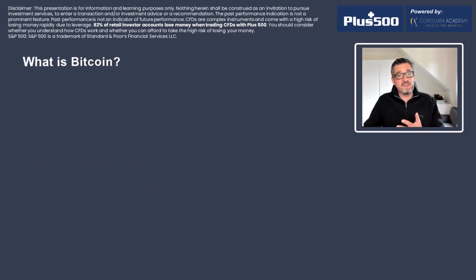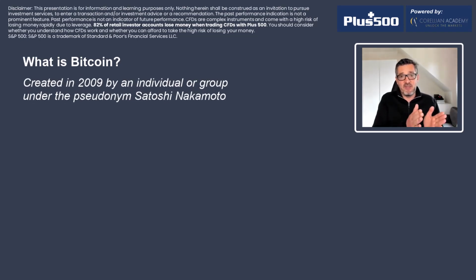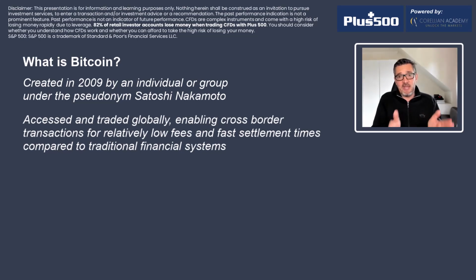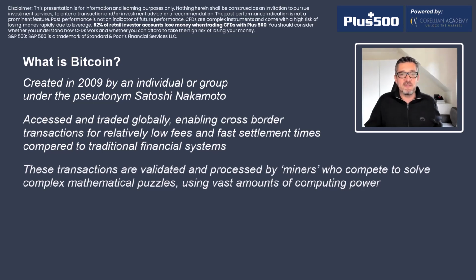So what is Bitcoin? As I said earlier, Bitcoin is the most well-known cryptocurrency, created in 2019 by an individual or group of individuals under the pseudonym Satoshi Nakamoto. It can be accessed and traded globally, enabling cross-border transactions with relatively low fees and fast settlement times compared to traditional financial systems, with users sending Bitcoins to each other using digital wallets. These transactions are validated and processed by miners who compete to solve complex mathematical puzzles using vast amounts of computing power to ensure the sender has the Bitcoin that they're trying to spend.